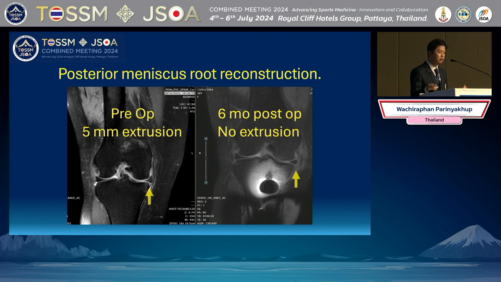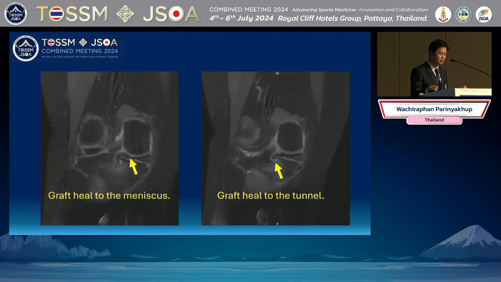Okay, I have the MRI of a reconstruction group, meniscus root reconstruction 6 months after operation. As you see, pre-operation 5 millimeters of medial extrusion was seen, but 6 months after operation, the extrusion is gone without doing anything else. And about the healing, the graft healing to the meniscus is quite good and also healing into the tibial channel.